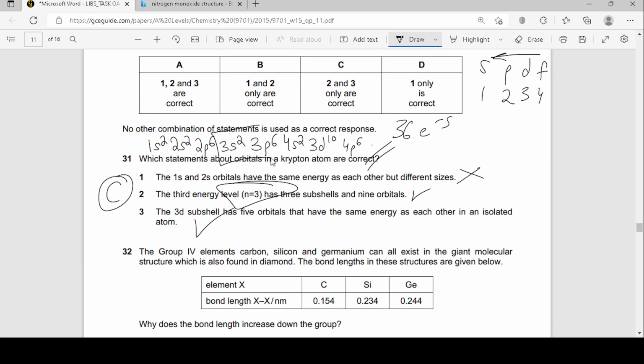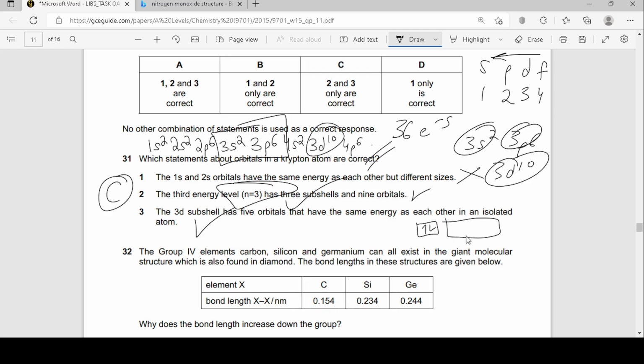Let's see. I have 3 subshells. Yes, I have 3s2, 3p6, and 3d10. So that is 3 subshells, and that statement is right. And 9 orbitals. S has 1 orbital, P has 3 orbitals, and D has 5 orbitals. So 1, 2, 3, 4, 1, 2, 3, 4, 5. How many is that? That is 9. So that's right as well.